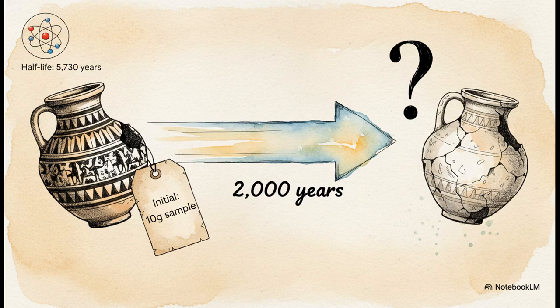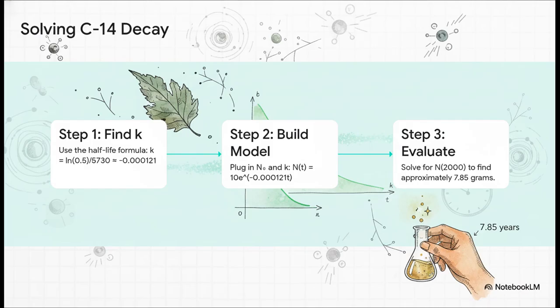So we know its half-life is a whopping 5,730 years. The question is, if we start with a 10-gram sample, how much is going to be left after 2,000 years? You guessed it, our first job is to find k. And hey, just like with doubling time, there's a shortcut for half-life too. This time, k is the natural log of 0.5, or 1/2, divided by the half-life. So we take the natural log of 0.5 and divide it by 5,730.